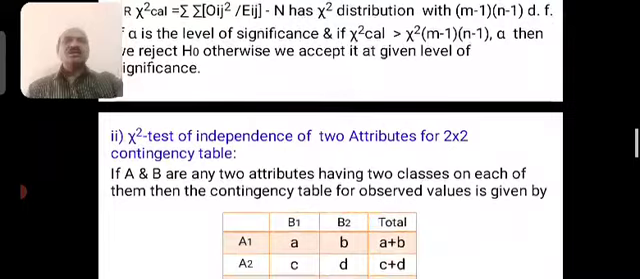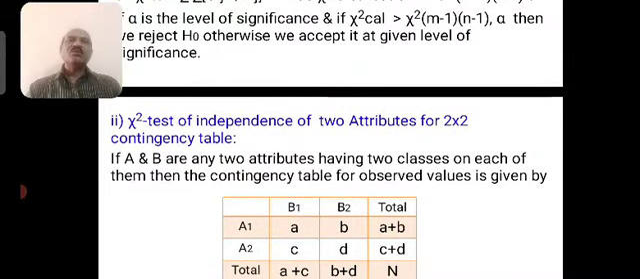Now the second case is not m by n; m will be 2 and n will be 2. That is a 2 by 2 contingency table. There it is not necessary to calculate AiBj. You can directly use this formula and obtain the result.